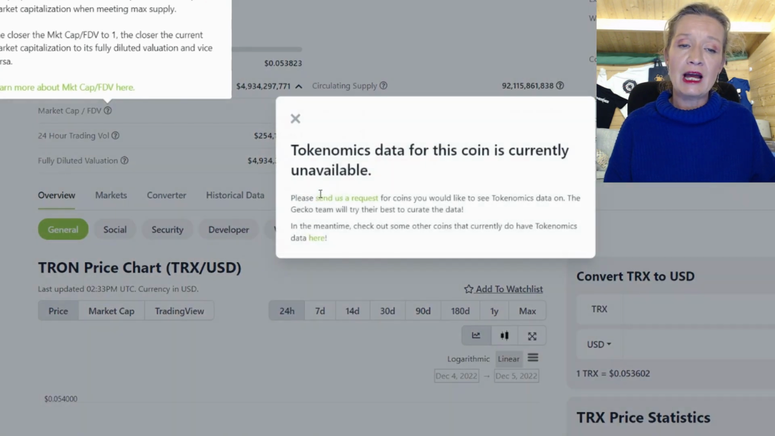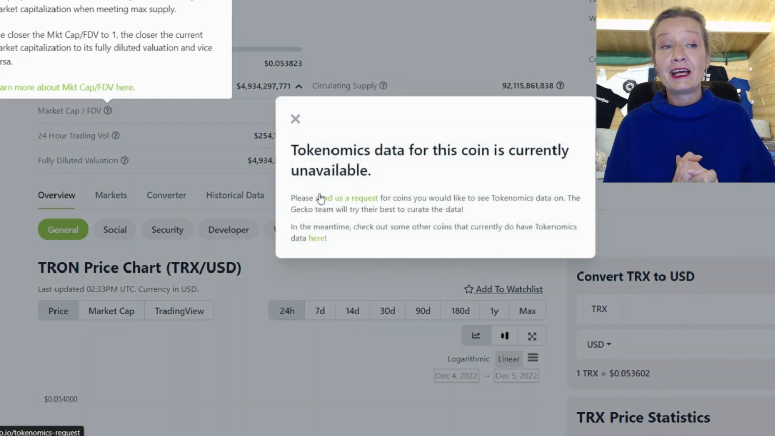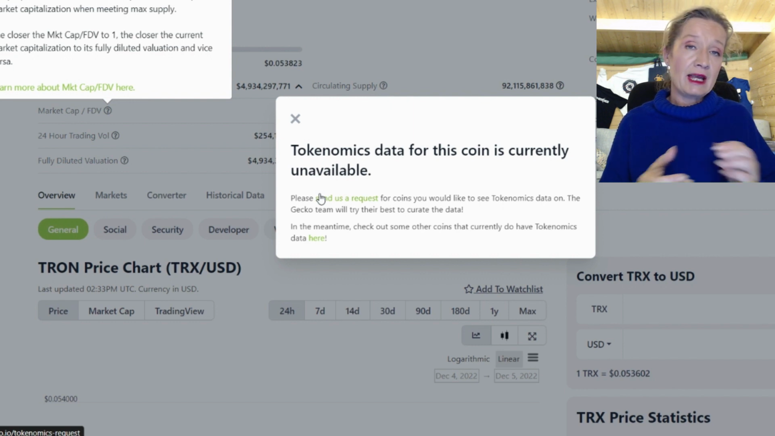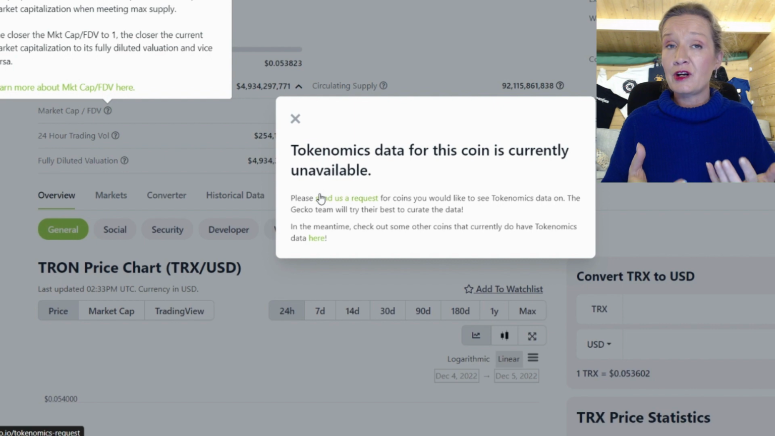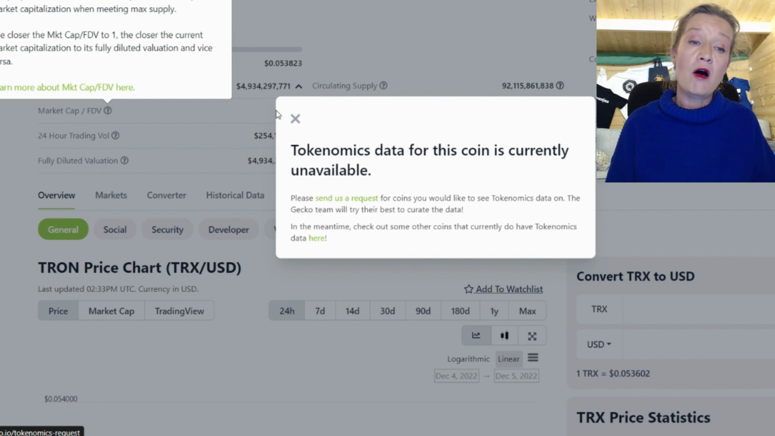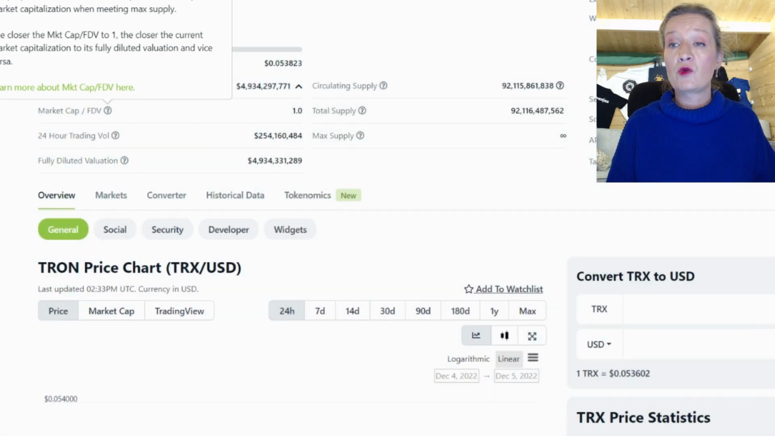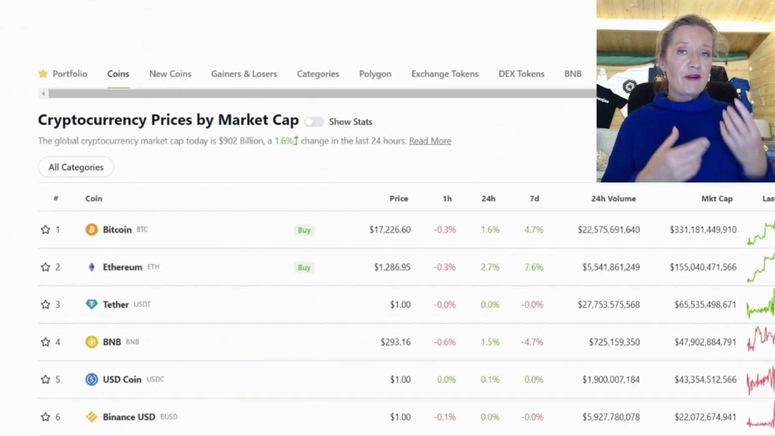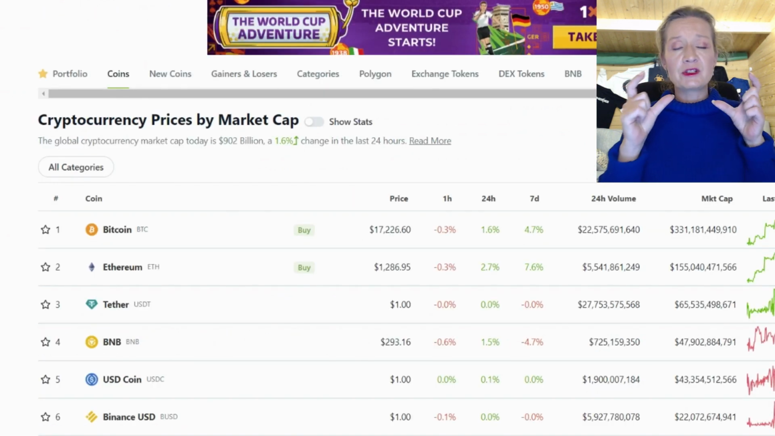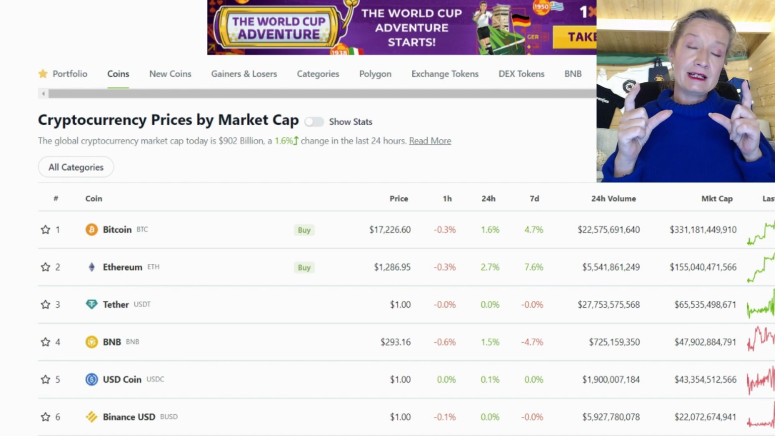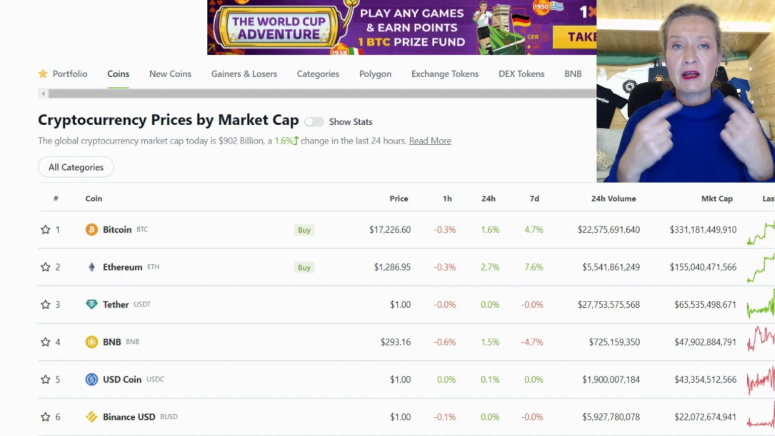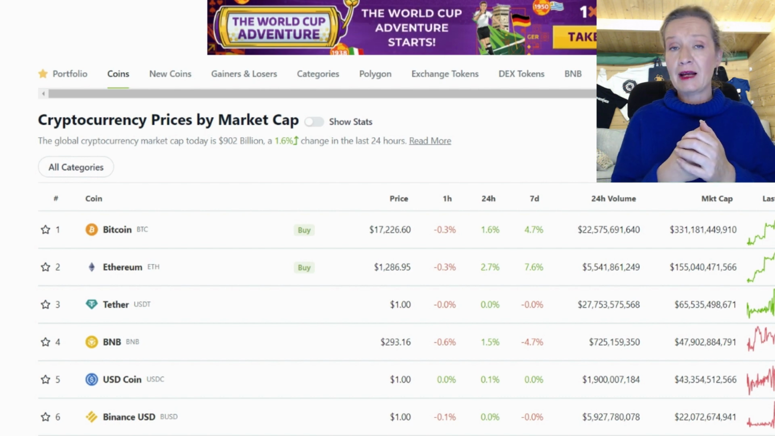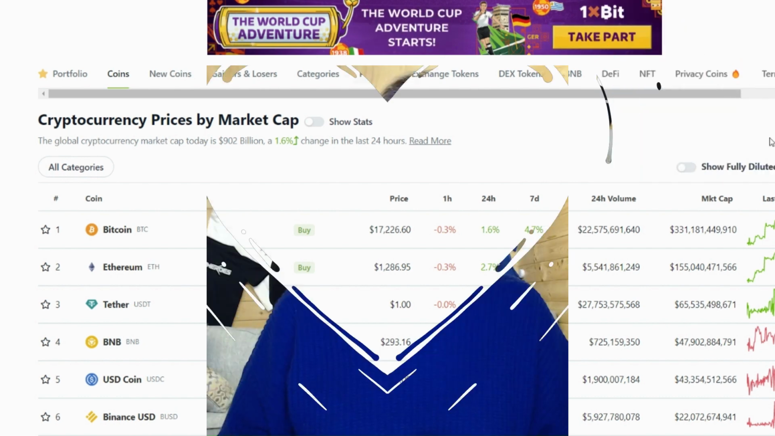Let's scroll down and have a look at the tokenomics. Unfortunately, the tokenomics for this is not available. So as I had mentioned, the tokenomics isn't available for all of the coins or tokens that you might want to look at, but you can still get some valuable information from that top tier bit of data in terms of circulating supply, market cap, fully diluted market caps and stuff like that as well.